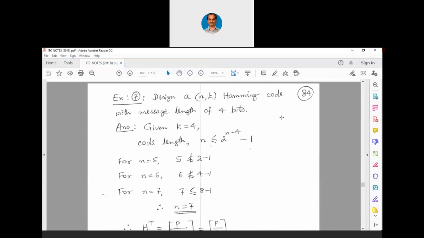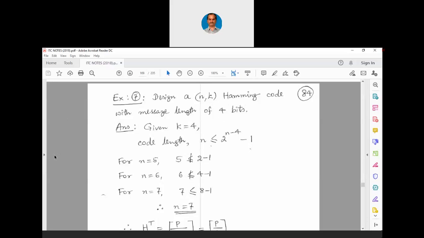Now, let us have one more exercise. Design an n comma k Hamming code with message length of 4 bits. Now given is k is 4. We have to decide upon n now. And why is it called a Hamming code? Because we have discussed the Hamming weight and Hamming distance. We have discussed the limitations of error detection and error correction.